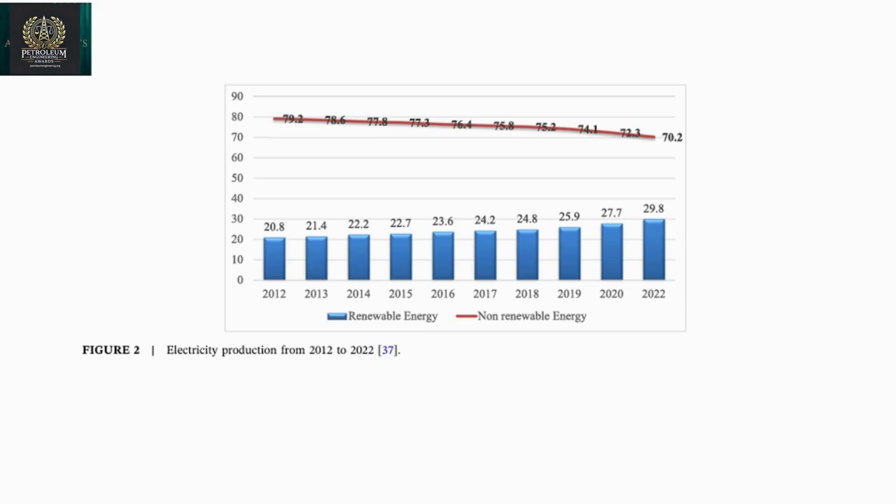Figure 2 indicates the electricity production from 2020 to 2022 from renewable and non-renewable energy sources. It indicates that electricity produced by renewable energy increased from 20.8% in 2020 to 29.8% in 2022, and the electricity produced by non-renewable energy decreased from 79.2% in 2020 to 70.2% in 2022.